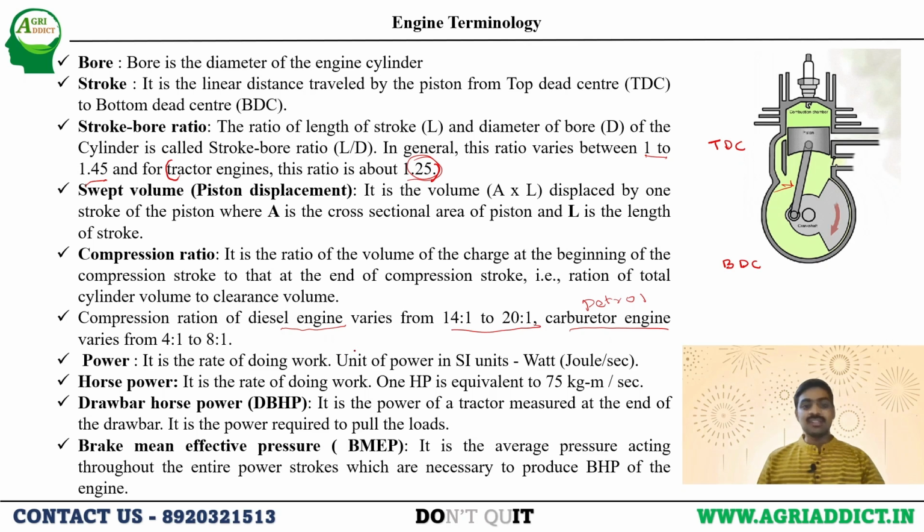And what is power? It is the rate of doing work, and the SI unit is watt. HP is also another way of measuring the work done, and 1 HP is equivalent to 75 kg-m per second. Now, DBHP and BMEP. First, DBHP is the power of the tractor measured at the end of the drawbar. This power is required to pull the loads. And brake mean effective pressure, BMEP, is the average pressure acting throughout the entire power stroke which is necessary to produce the BHP of the engine.